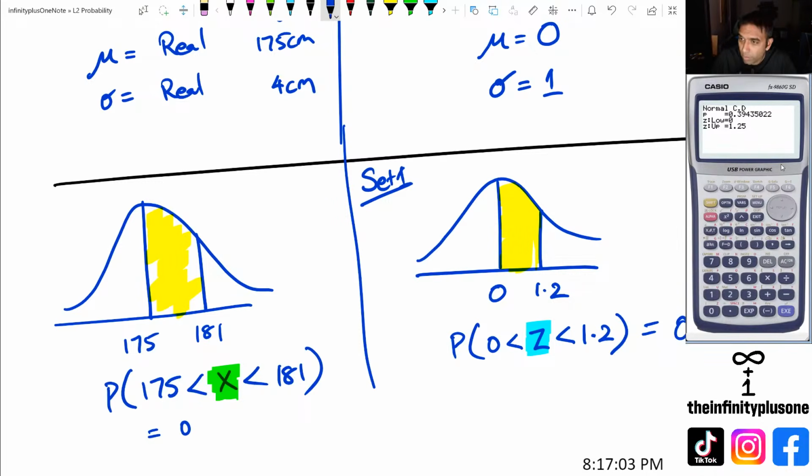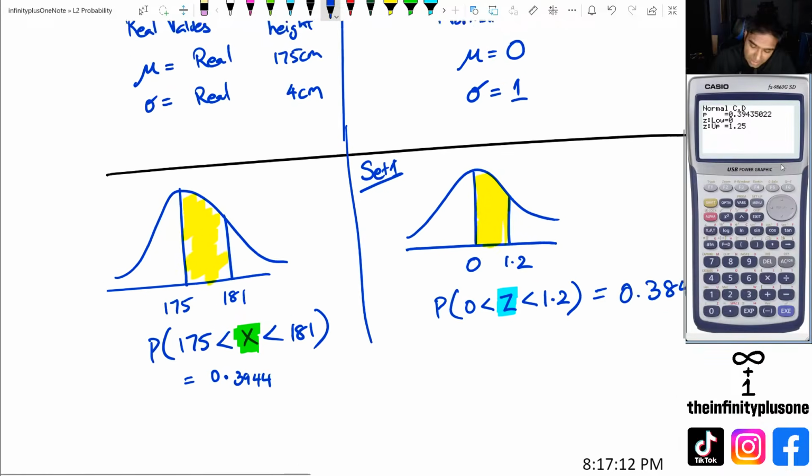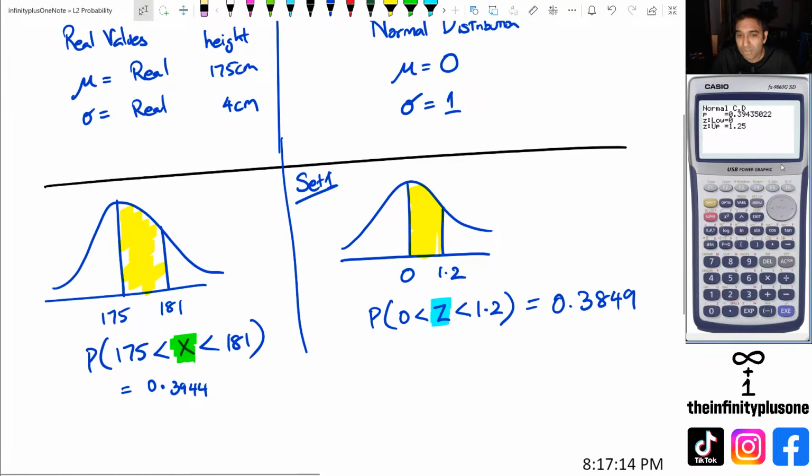So I'm going to go with 0.3944. How do I do this manually? Let's say I don't have a graphics calculator. How do I do this manually? To do that, you have to convert, you know how right now it's in the X formula? You have to convert it to the Z formula.